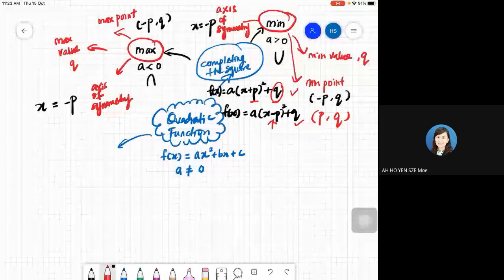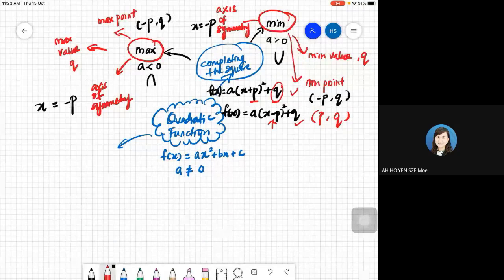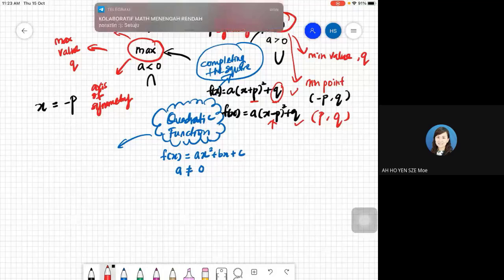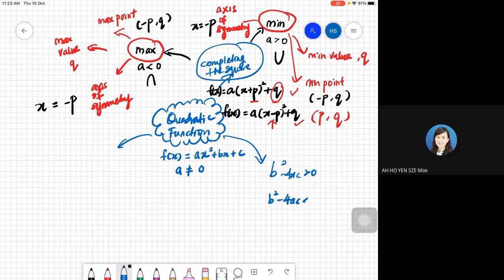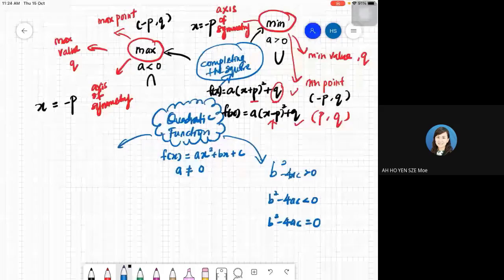Okay, another one is the relation between the positions of the graph, which is your b square minus 4ac. Okay, b square minus 4ac greater than 0, b square minus 4ac less than 0, b square minus 4ac equal to 0. This is slightly like your quadratic equation. It's the same thing as when your a is greater than 0, a less than 0, the conditions of the graph and the position of the graph.